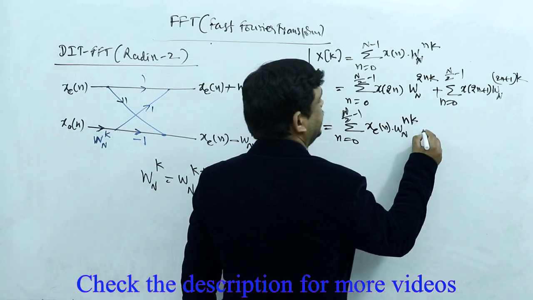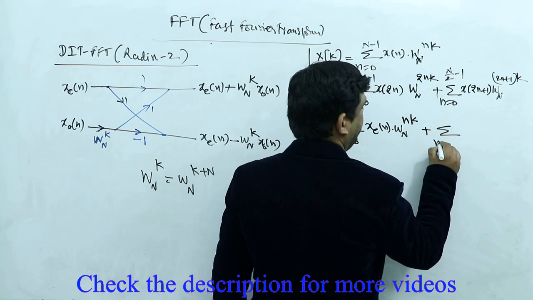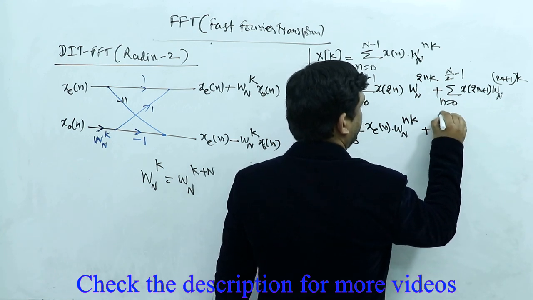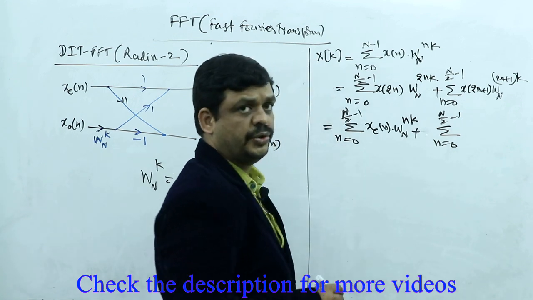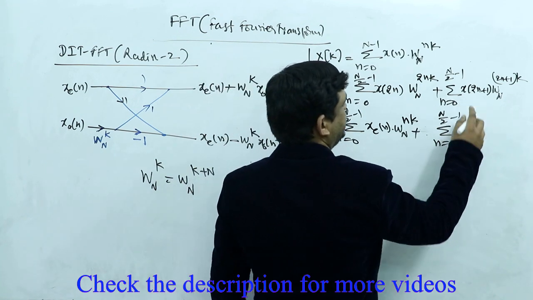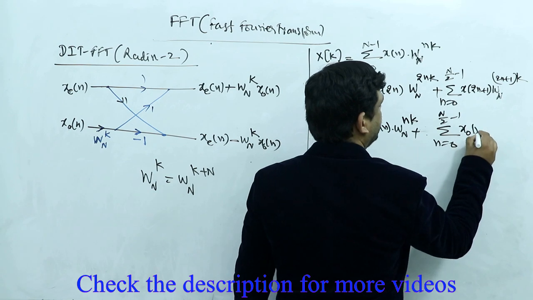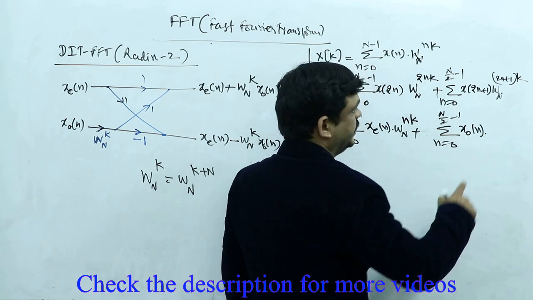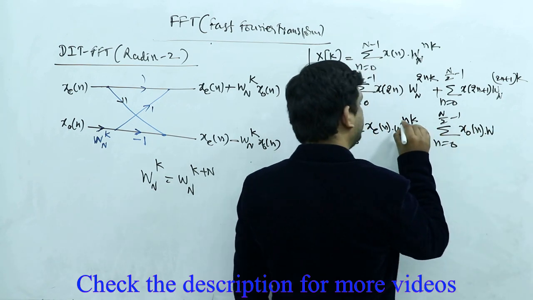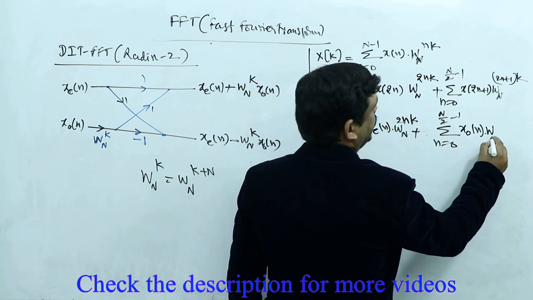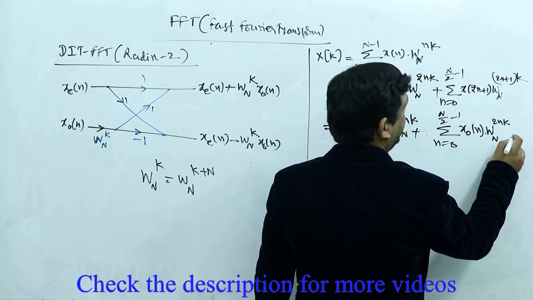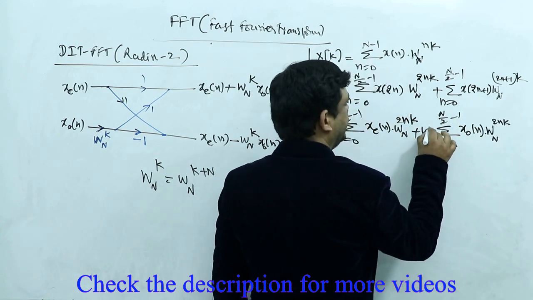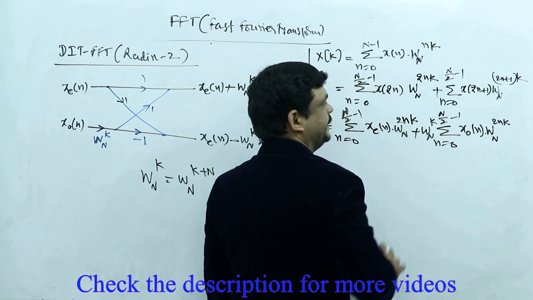And later here I am writing like this: n is from 0 to N by 2 minus 1. This completely acts as an odd sample, so odd number of samples. Again I am writing here omega, otherwise I write here 2nk like this, WN whole to the power of 2nk, and the remaining one more function is there, WN whole to the power of k.